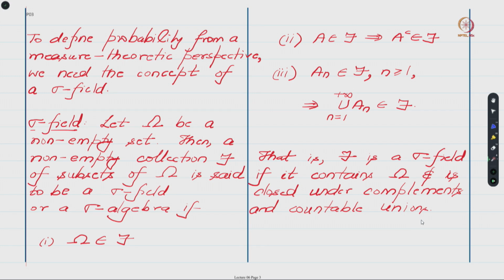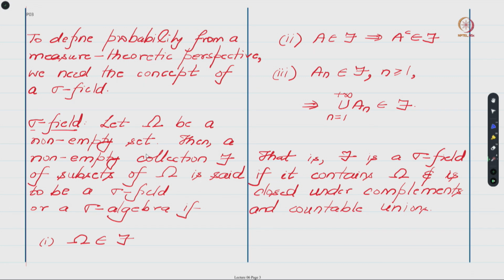The first thing we need to understand is the concept of a sigma field, right. So what is a sigma field? Well, suppose we have been given some set omega. Often this omega will correspond to the sample space of some experiment that we are interested in. So let us say we have been given such a set, and this set is a non-empty set, right.